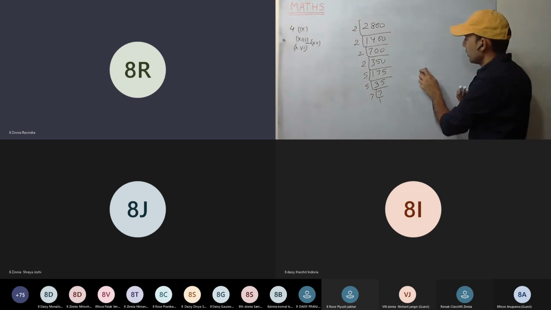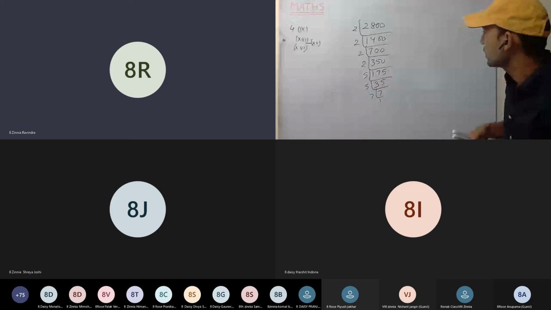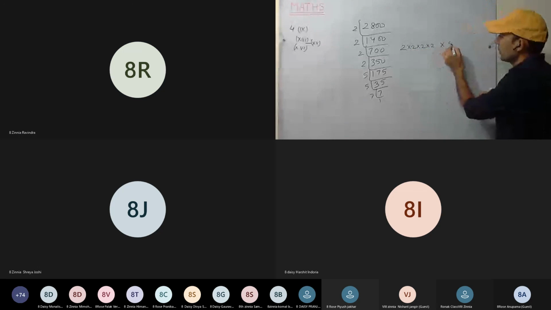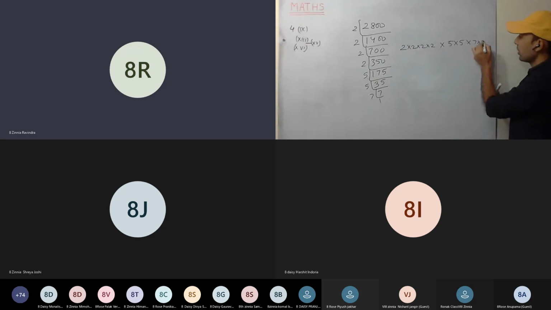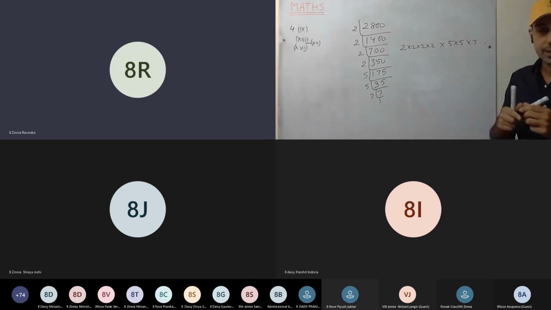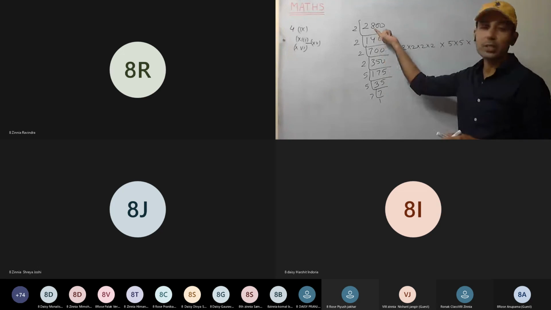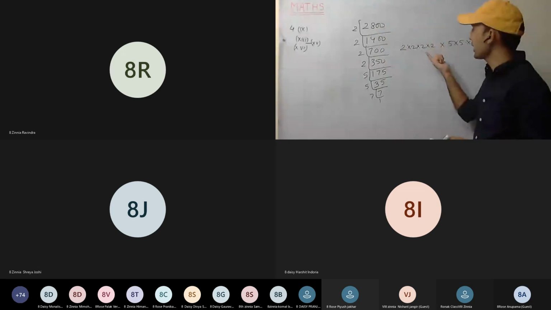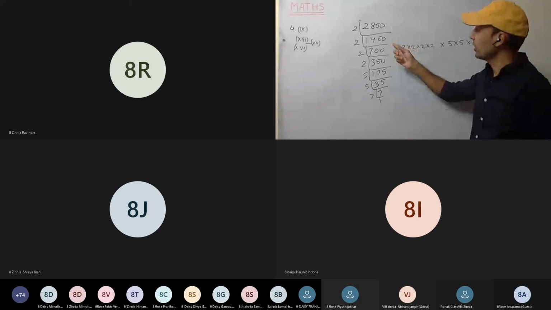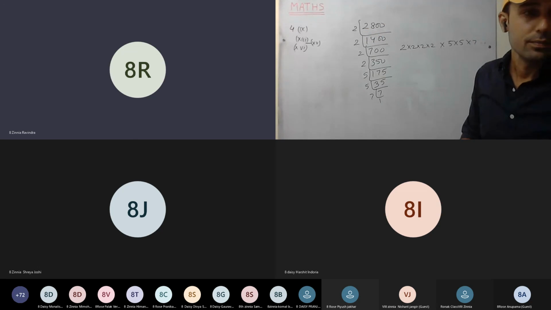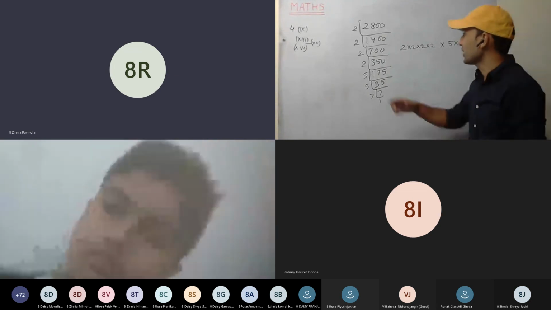Instead of 2 we have multiplied by 7. Instead of 2, which 2? It is 2 into 2 first, 2 into 5, from 5, where we have started the question. Question: find the smallest number by which 2800 must be divided to make it a perfect square. So what do we do? Sir, if we have divided this number by 7 first, instead of 2, instead of doing this one.